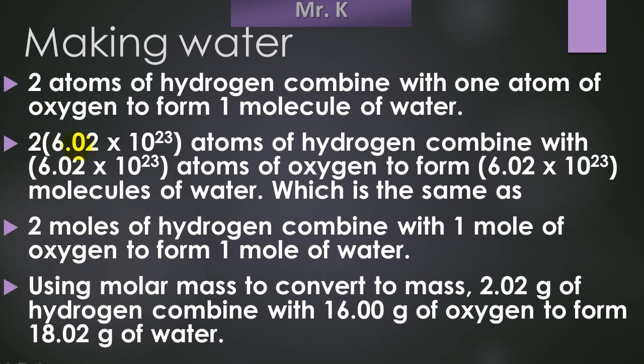So these numbers, 6.02 times 2 and 6.02 times 1, it's the same thing as saying 2 moles of hydrogen combined with 1 mole of oxygen to form 1 mole of water. If we convert the moles to grams using molar masses, we can say that using things we can measure in the lab, we can measure grams in the lab.